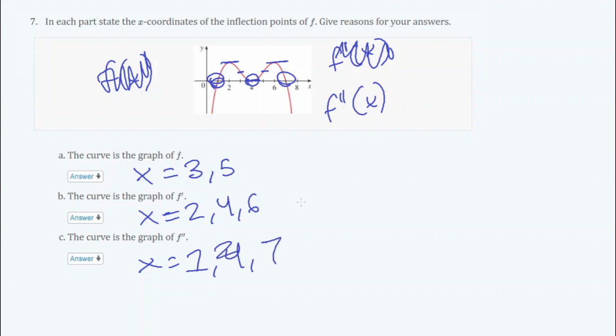Or actually, it wouldn't be 4. I made a mistake there, because an inflection point happens when the f double prime graph goes from one sign to the next. So here it's going from positive to negative, but here it's not going from positive to negative, it's going from positive to 0. And 0 isn't a negative number, so our x inflection points would actually just be 1 and 7.